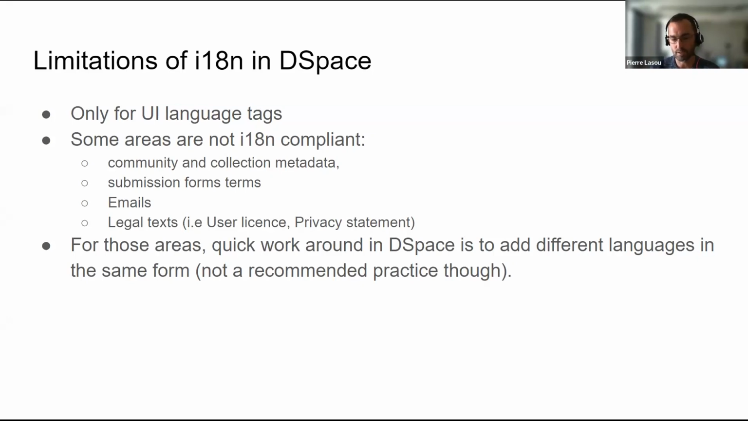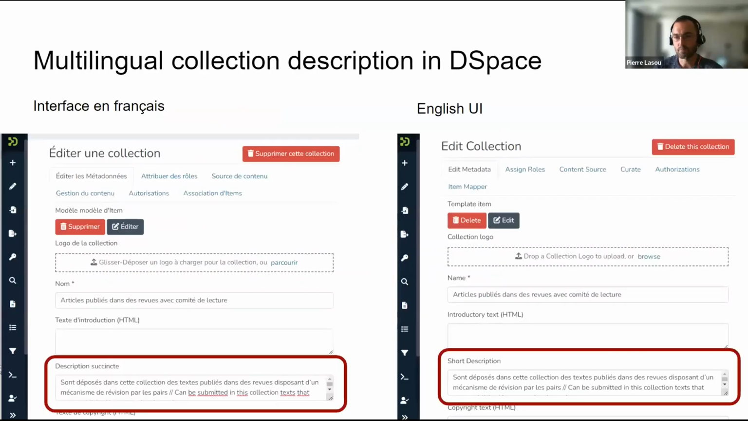The emails are in English by default, and they cannot handle multilingualism well. And the legal text too. Let's say the user license, the privacy statement, all those elements cannot be multilingual easily. A workaround is to provide two or more languages in the same field, but it's not a recommended practice. I've shown this kind of practice here.